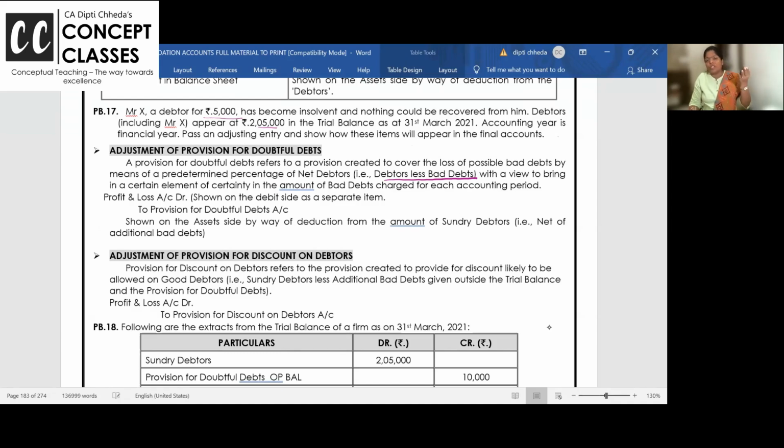5,000 is already bad debt. On top of that, what more provision will you create? So after the bad debt only, whatever are the good debtors, on that you should do the provision. What is the journal entry for making any provision? It's an expense. Amount is not clear, so on estimate basis we make a provision. P&L account debit to provision for doubtful debts. Show on the asset side by way of deduction from the amount of sundry debtors.